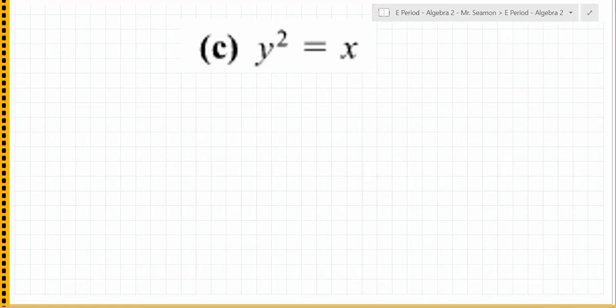You can always plot what? A point. And then you could try plotting another point, and another point, and another point. And then what do you do with all those points? You connect them. So for example, let's say I made a table.